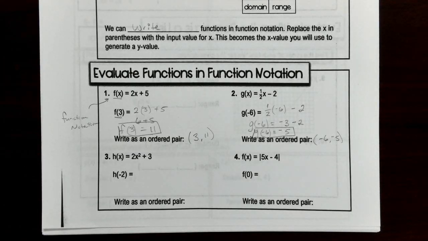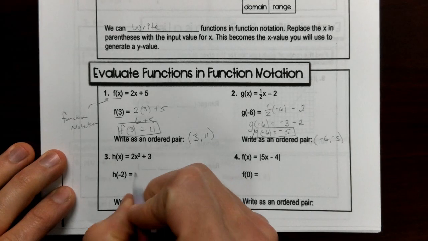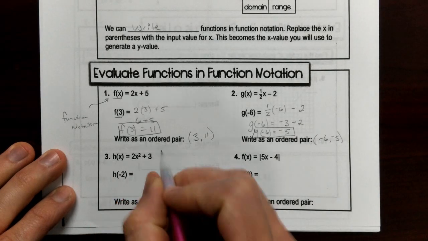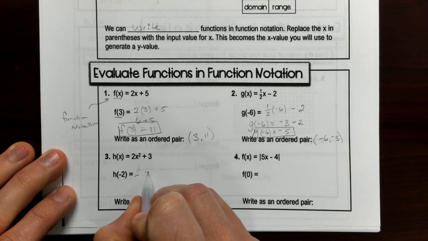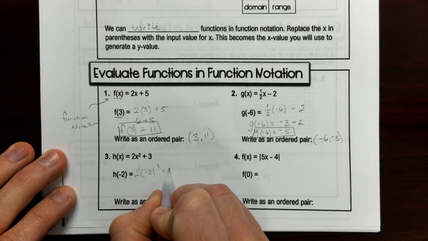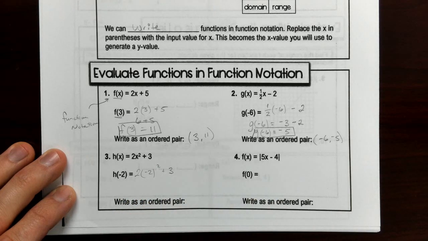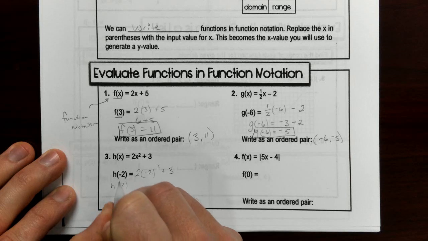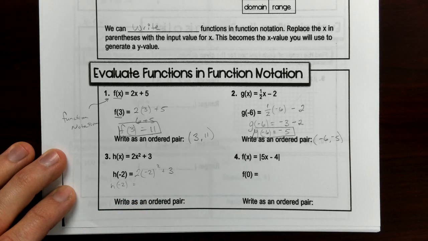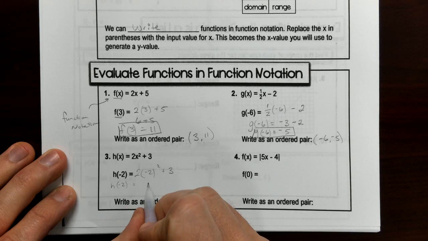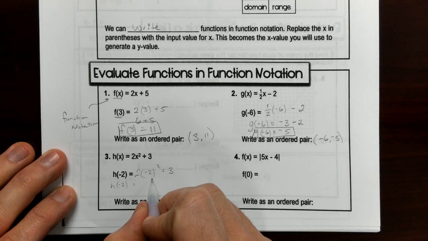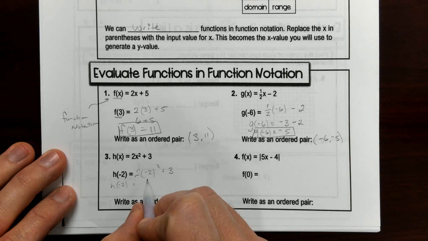Yes. So h is -2, so it would be 2 times -2 to the second power plus 3. Okay. And then it'd be -4 to the second power plus 3. Or no, it would be 2 times -4.